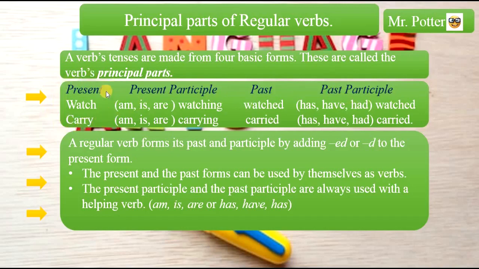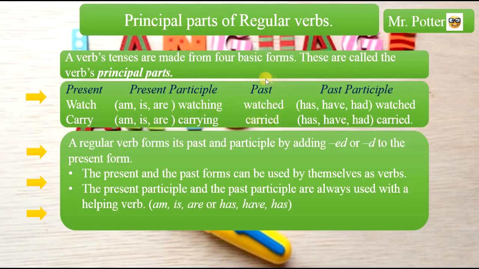Now, we want to learn about what is a present verb. A present verb is when you are doing an action, but you don't know at what moment the action is going to end. Then we have the present participle. In the present participle, you are doing the action right now, and you need to add the helping verb am, is, or are, depending on who is doing the action.